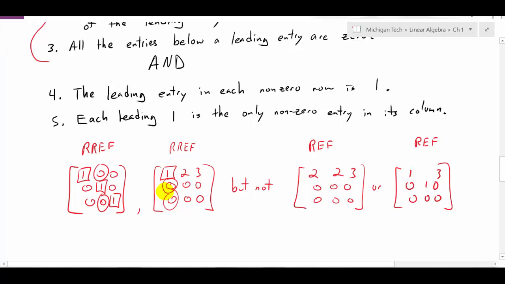What about these next two that are not in reduced row echelon form? They're actually both in REF form. So they do satisfy those first three criteria, but they're not satisfying one of these last two extra pieces. This first one is not in RREF form because here's my pivot position, here's that leading entry, and that value is not equal to 1. Now I could scale that row, and that should fix this problem.